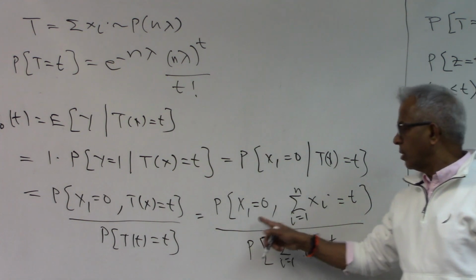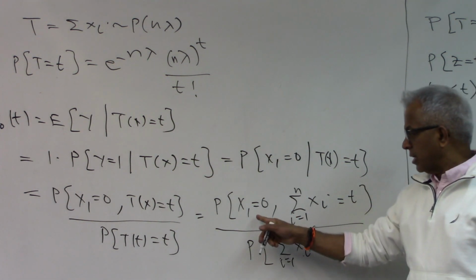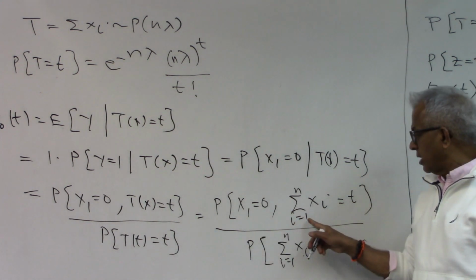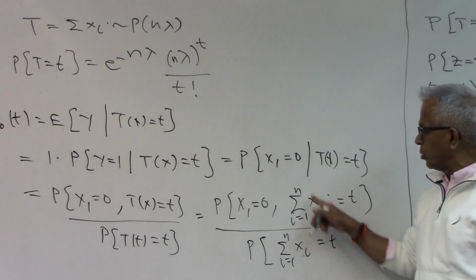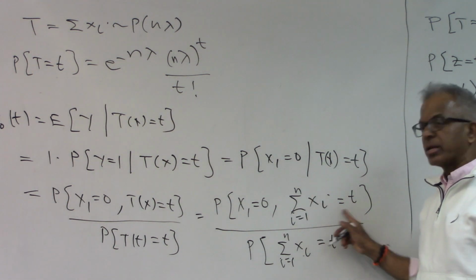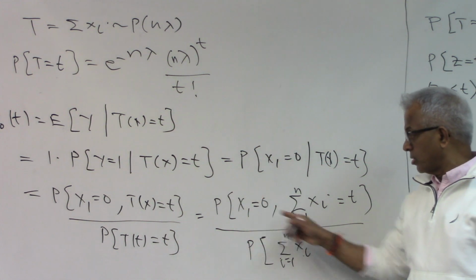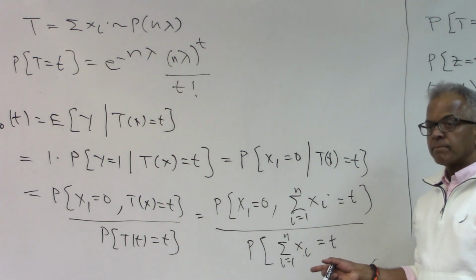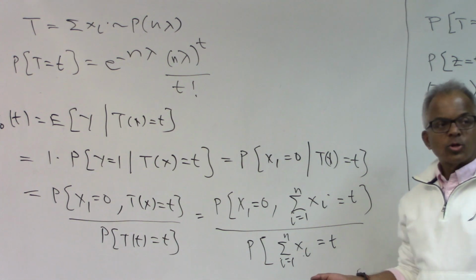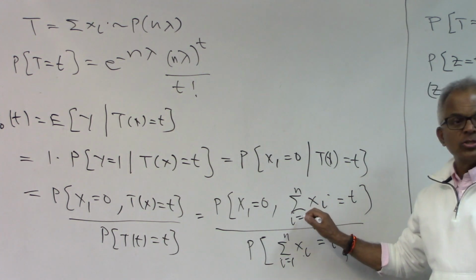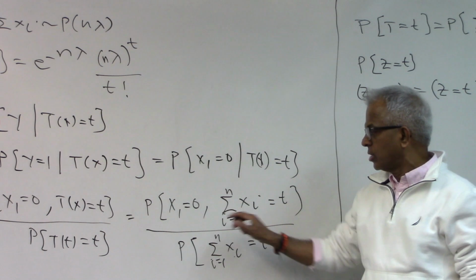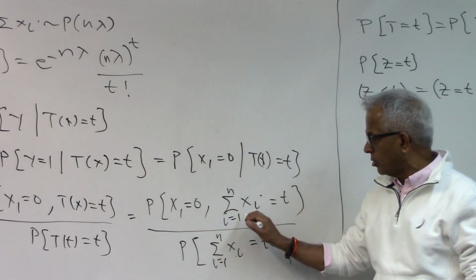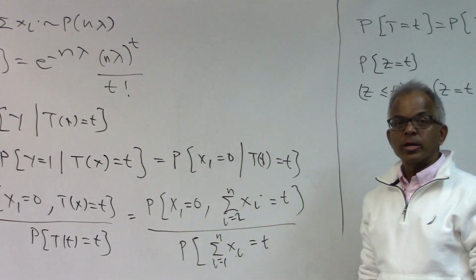Look here, how do you simplify the numerator? X1 is 0. Here it says x1 through xn equal to t. So how can we rewrite this? If x1 is 0, this is the same as the sum from 2 to n. You can write another line, so I'm just going to change it to 2. I hope nobody has any issues. Because x1 is 0, I can write this from 2 to n.